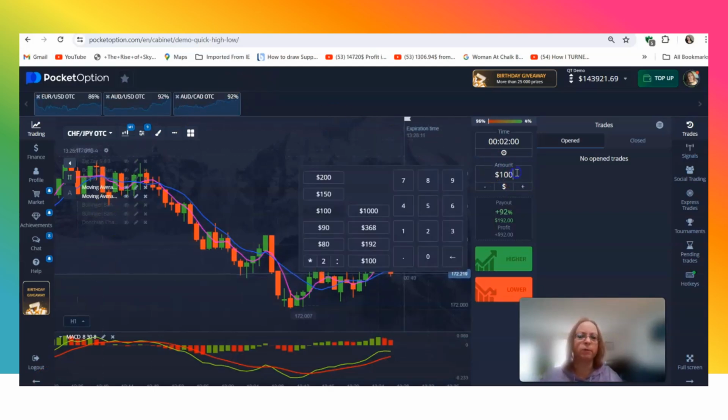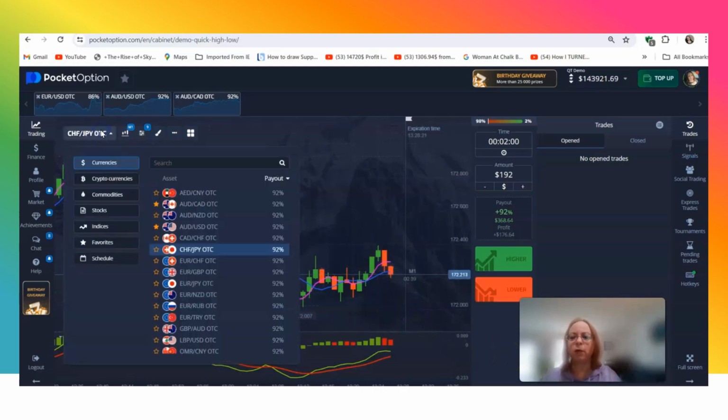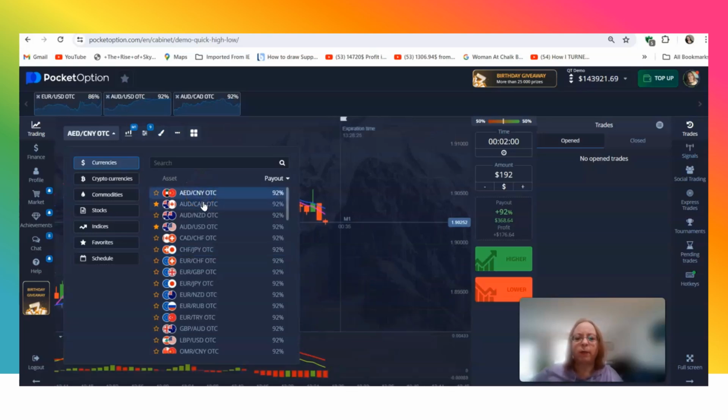And I'm going to change my trade amount to 192 because I am compounding this, and I'll explain that in just a minute or two as we're going through a trade. I'll tell you what compounding is all about. But right now, let's see what kind of movement I can find.